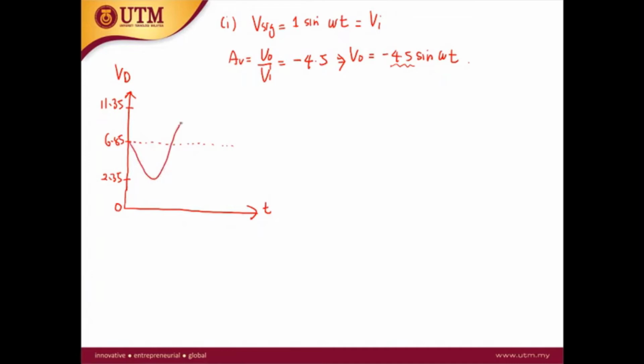So the waveform will look like this. The sine wave is inverted because the gain is minus. So we have here the Vd versus the time.